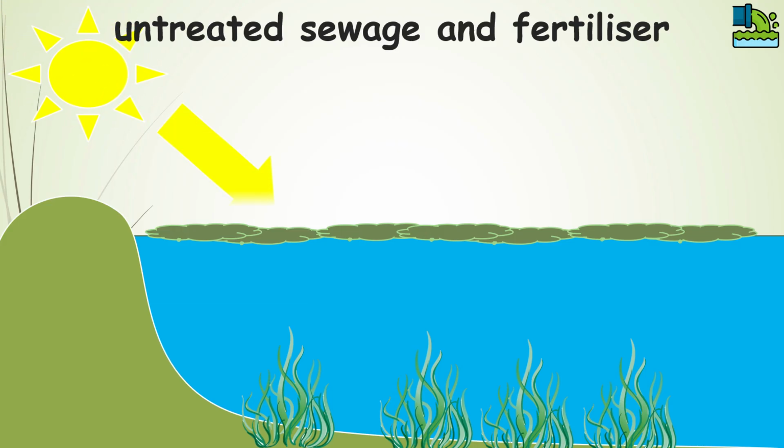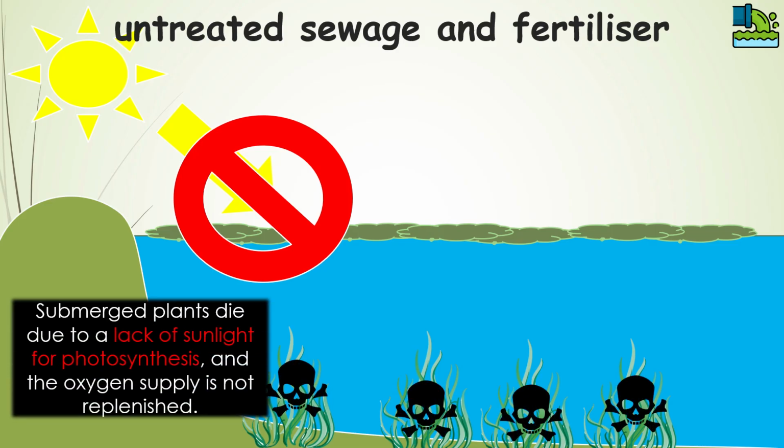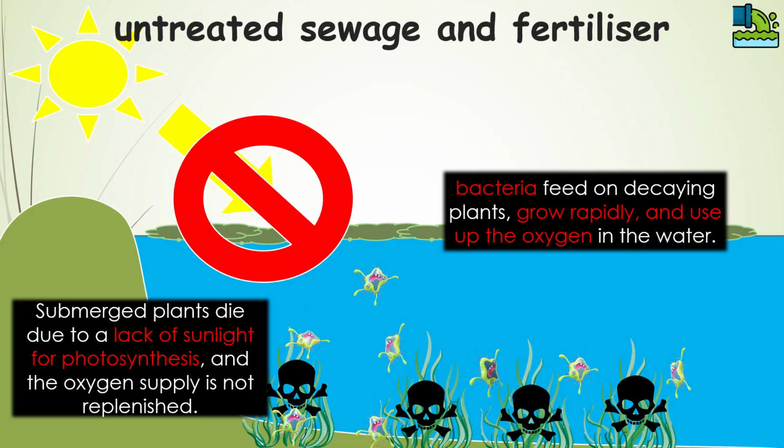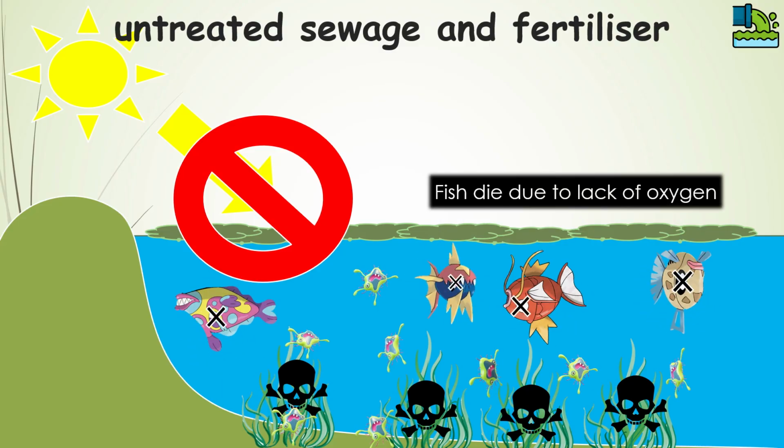Floating algae block sunlight, preventing it from reaching submerged plants. With decreased or no sunlight, these plants die, so carbon dioxide will not be absorbed and oxygen will not be released for the aquatic animals. Bacteria then feed on the dead plants and multiply rapidly. Since they are aerobic bacteria, their increased numbers lead to rapid oxygen consumption in the water. As a result, fish in the area die due to a lack of oxygen.